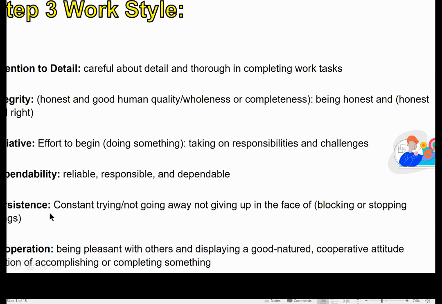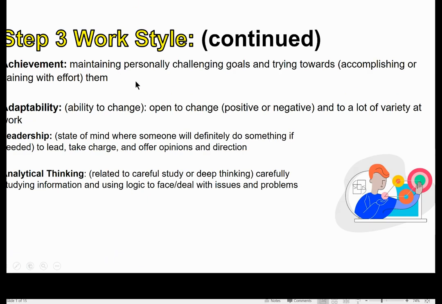Persistent. Do you keep doing things even though you're struggling and it's not going well? You don't give up. You keep trying. That's persistence. Cooperation. Working with others, being pleasant, having a good time when you're working in groups. That's cooperative. Achievement. Achieving things means making something and creating and getting to a goal. So you really like to work on something and keep working on it and working on it till you get to that goal or trying towards accomplishing something.